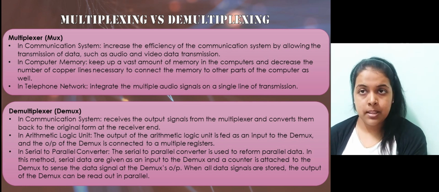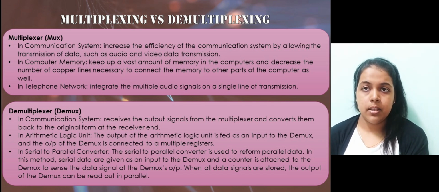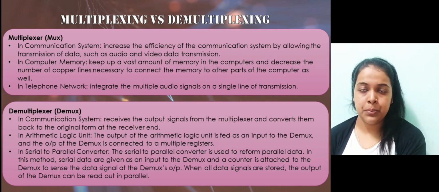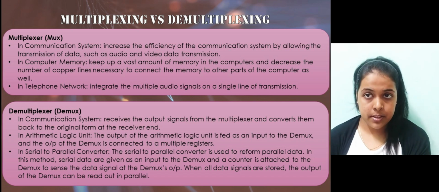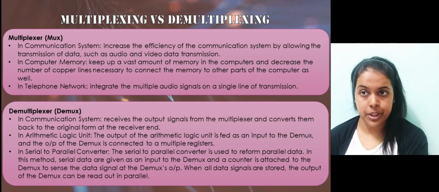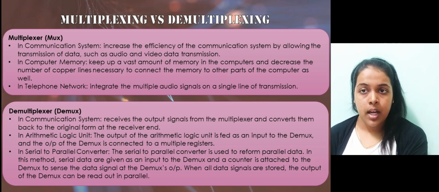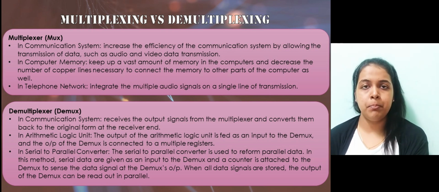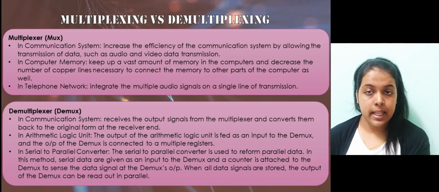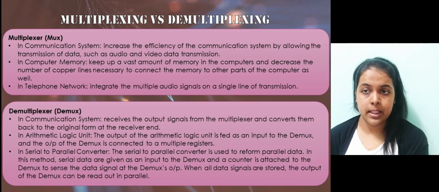The next topic is multiplexing versus demultiplexing. There are some differences between them. Multiplexing in a communication system increases the efficiency of the system by allowing the transmission of data such as audio and video data. In computer memory, it keeps up a vast amount of memory in the computers and decreases the number of copper lines necessary to connect that memory to other parts of the computer. In a telephone network, it integrates multiple audio signals on a single line of transmission.